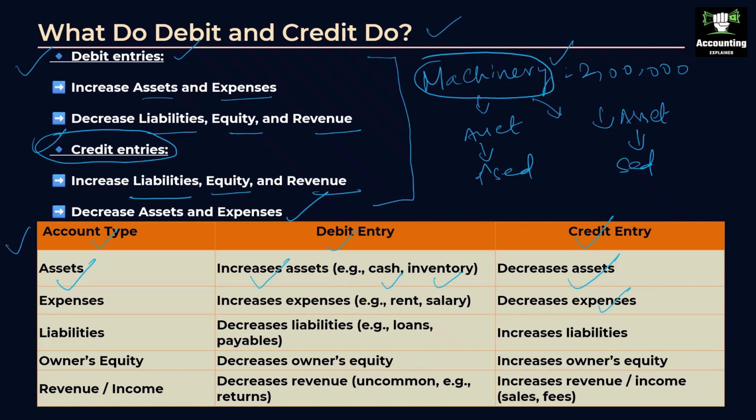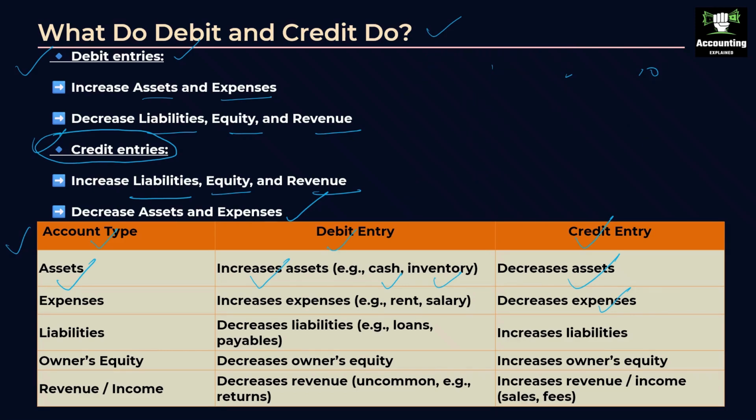Next, let us take expenses. Increase in expenses means we have to pass debit entries. Examples for expenses are rent, salary, etc. Suppose you are going to pay rent, or when you are going to pay salary to your employees, then we have to debit rent and salary. Next, decrease in expenses. When there is decrease in expenses, we have to credit.